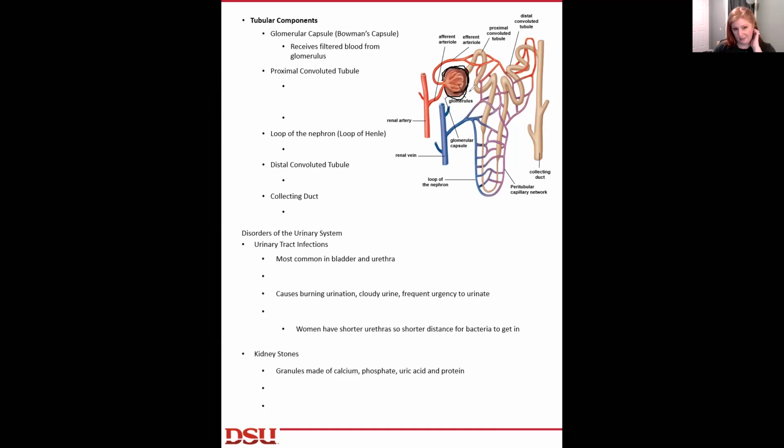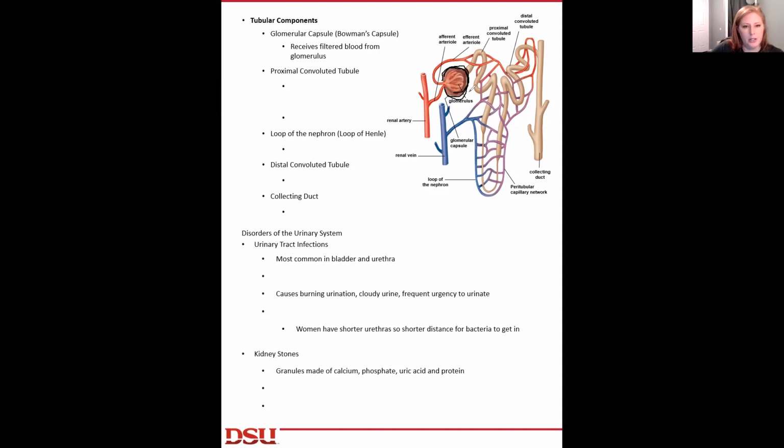Let's follow the blood again. Blood goes in through the renal artery to the afferent arteriole, gets filtered through the glomerulus, sent to the Bowman's capsule, and then exits through the efferent arteriole. Okay, so I just added that step in there.